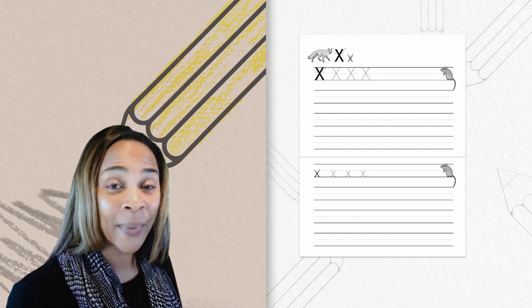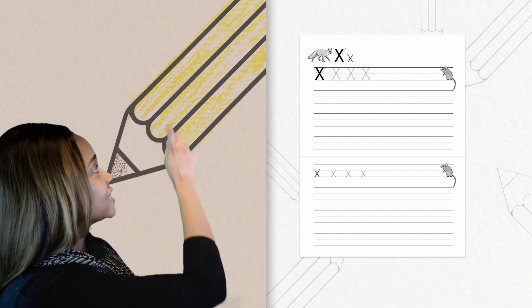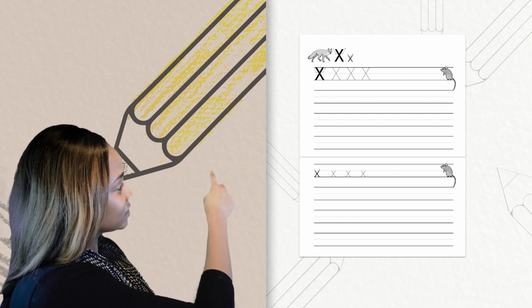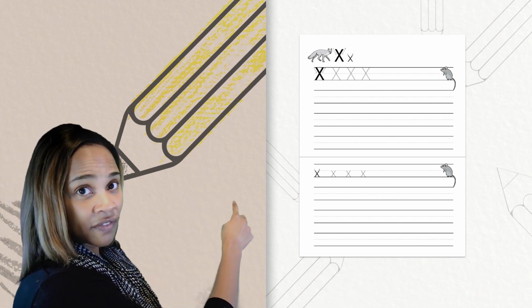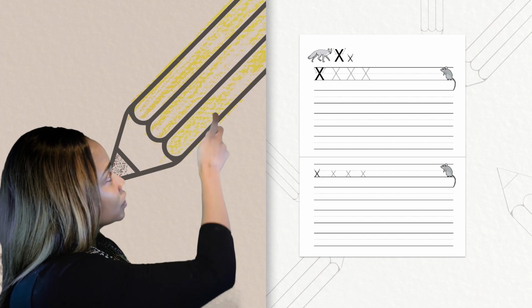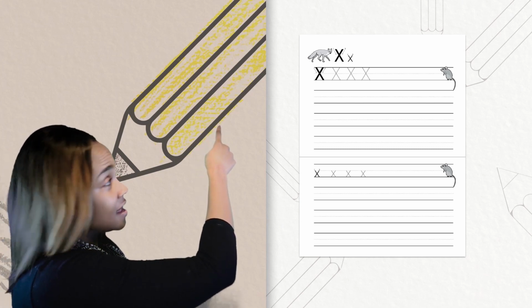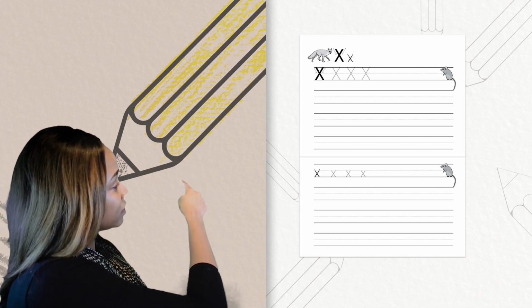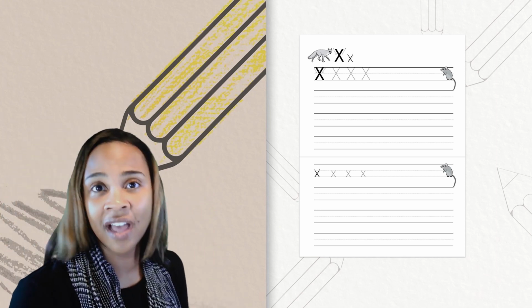Let's make our uppercase X. Starting at the headline and slanting down to the right, all the way to the foot line and stop. Going back up to the headline and then coming down at a slant to the left, crossing in the middle and going to the foot line.